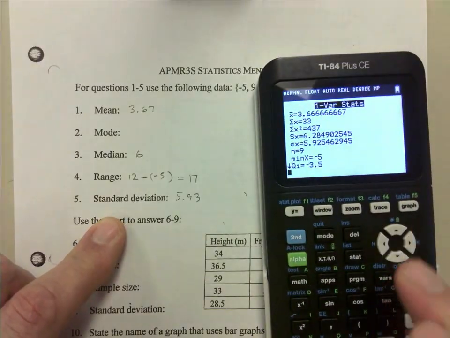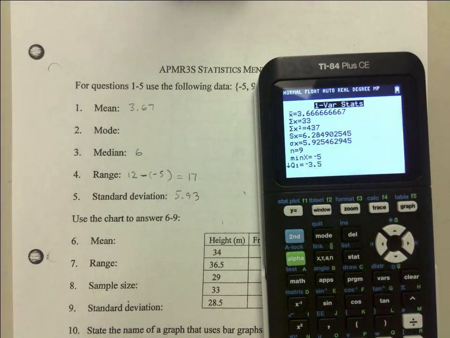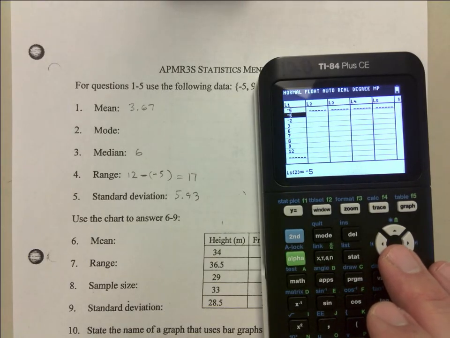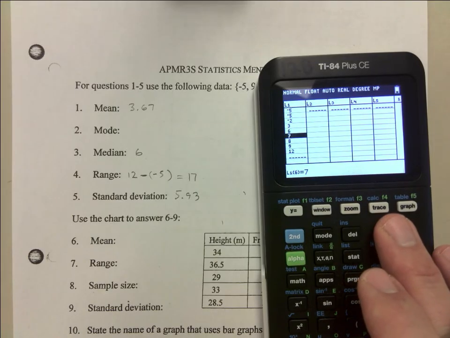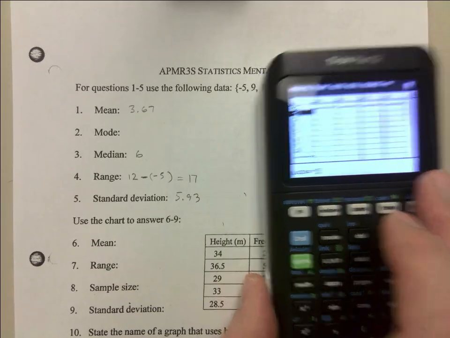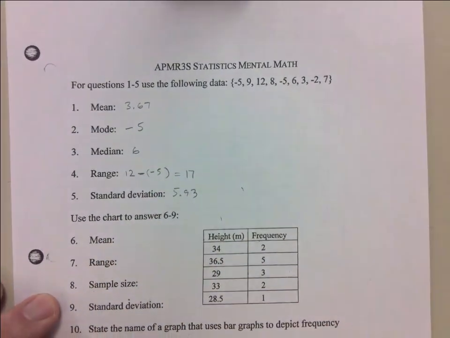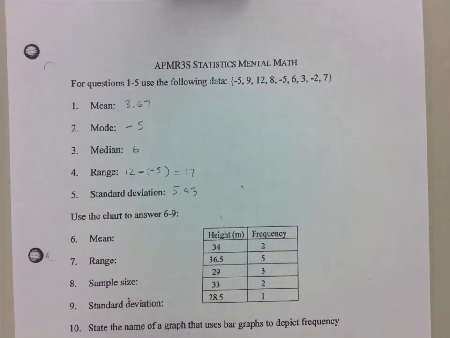And the mode, we'll go and figure that out. -5, -5. Seems like -5 is it, yeah. 2 -5s right there. So mode is -5. So 1 mark for each.